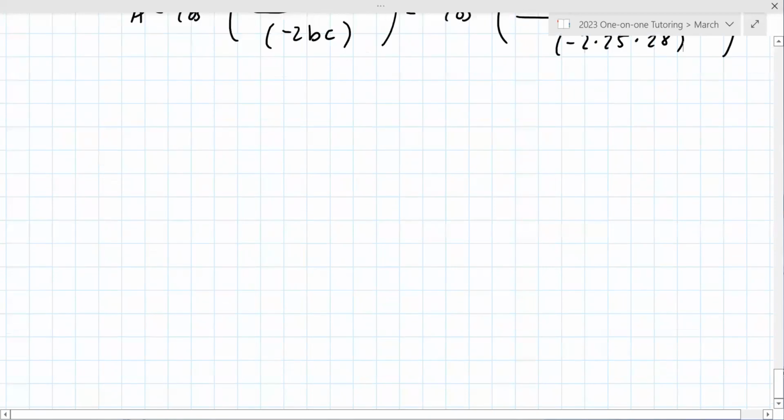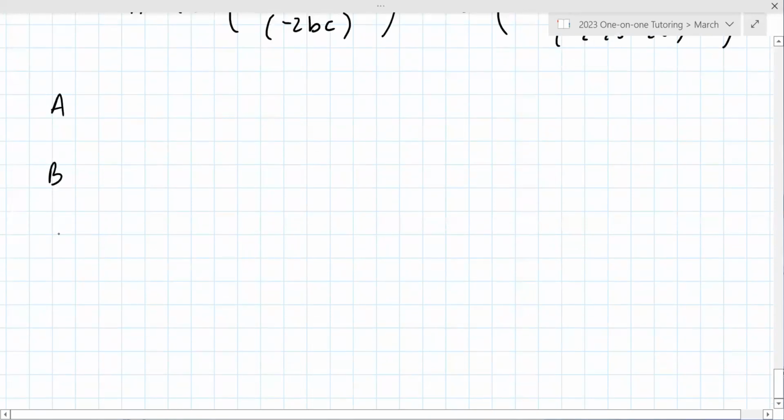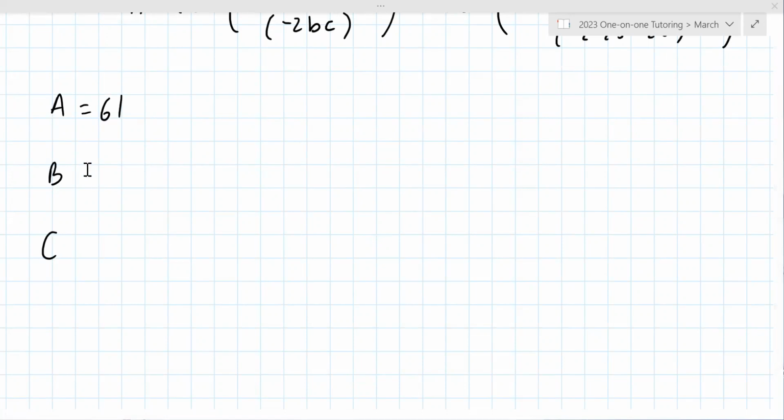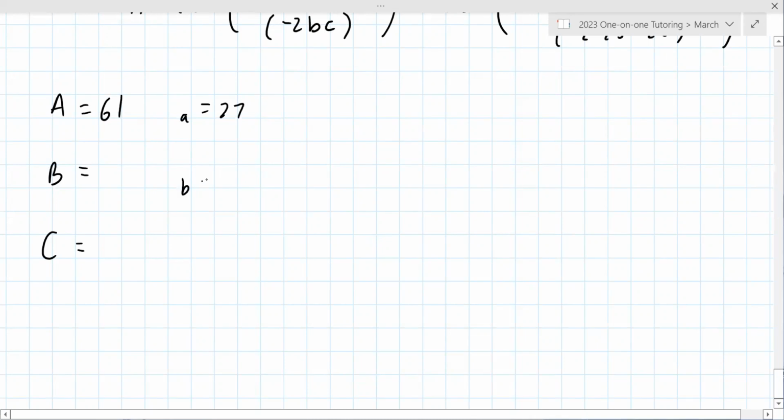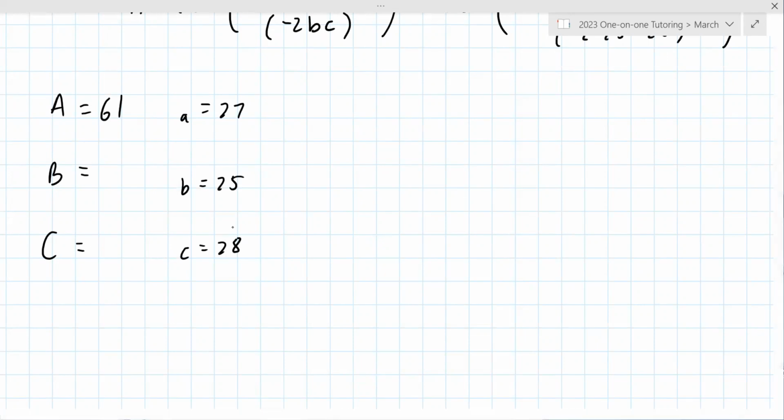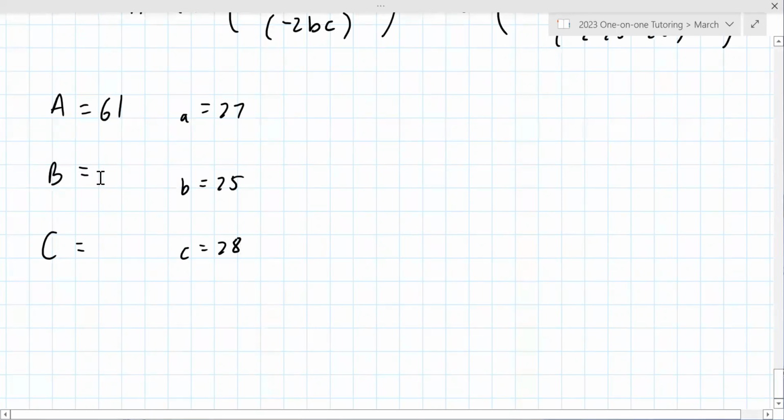Make a little table here: A, B, C. We are not given any other angles, unfortunately, but little a is 27, little b is 25, and little c is 28, like that. Now you only use law of cosines one time, because you can now go back and use law of sines, since you have an angle side pair.